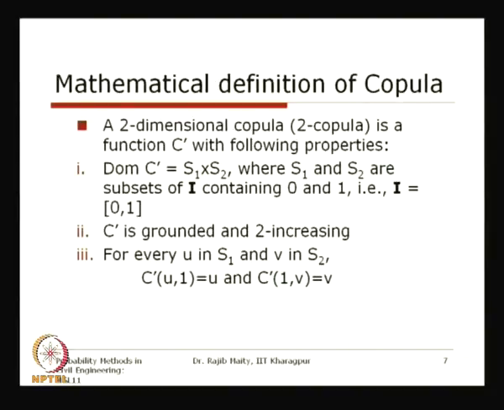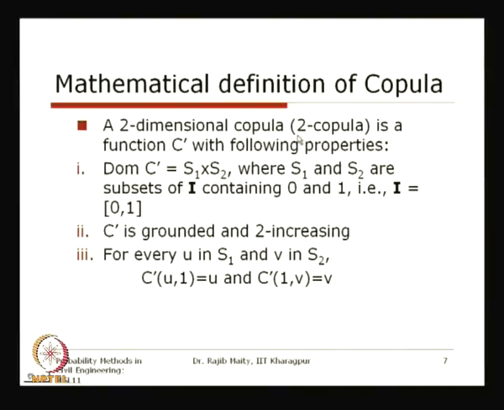Now, if we go to the mathematical definition of the copula, first of all we will discuss the two dimensional case, as we have started. This two dimensional copula, which is also shortly written as 2-copula, is a function C prime with the following properties. This copula should follow some properties, and there are 3 properties.